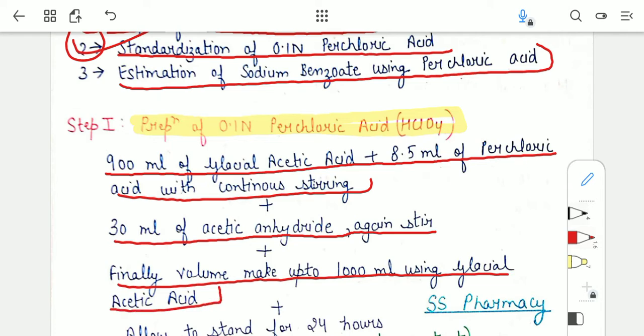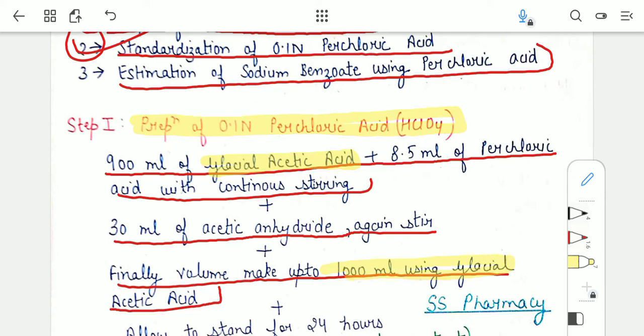If you have watched other videos of mine in which we have talked about preparations and standardizations, you must have noticed that over there we were dissolving our sample in water, and then we were making the volume up by using distilled water. But over here we are using glacial acetic acid, and also the volume makeup we are doing by glacial acetic acid.